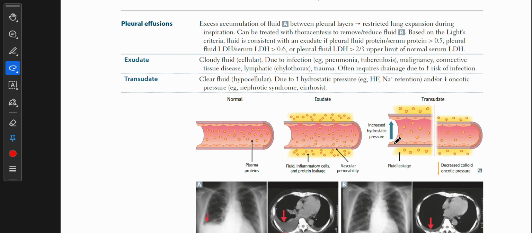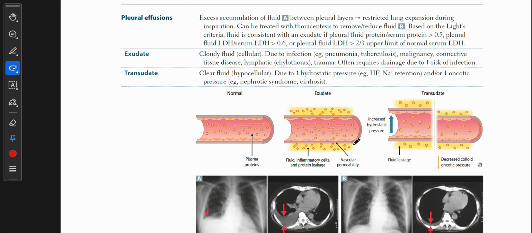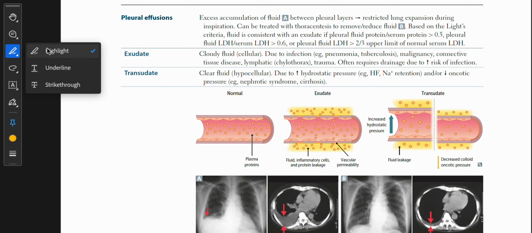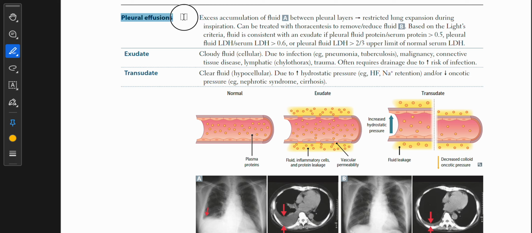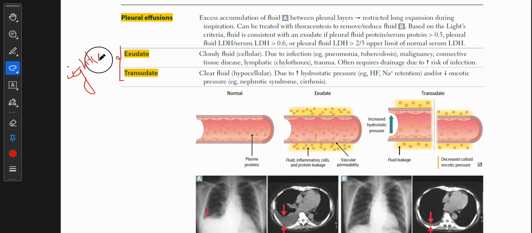Now we will get into pleural effusions. Pleural effusion is actually the accumulation of fluid in the pleural space, as I talked about earlier. The fluid can either be exudate or transudate. There is a criteria used to distinguish whether it is an exudate or transudate, and that is called Light's criteria, right? You have to study this criteria in clinical science and internal medicine. Light's criteria is very important.